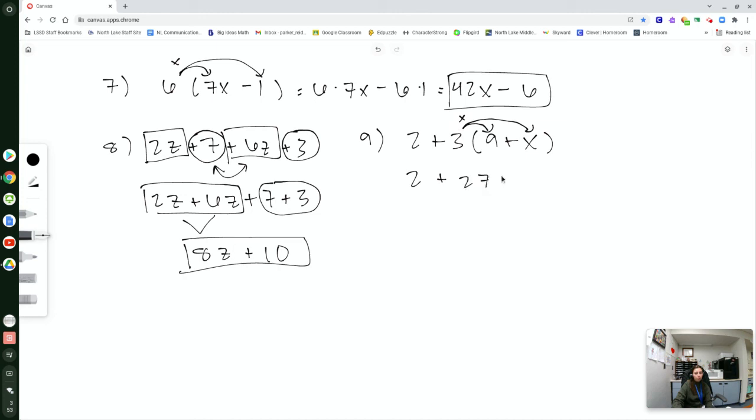3 times 9 is 27. 3 times x is 3x. Now I can go ahead and combine like terms, and look at that, they're already next to each other, 2 and 27. They're both constants. 2 plus 27 is 29, so I end up with 29 plus 3x.